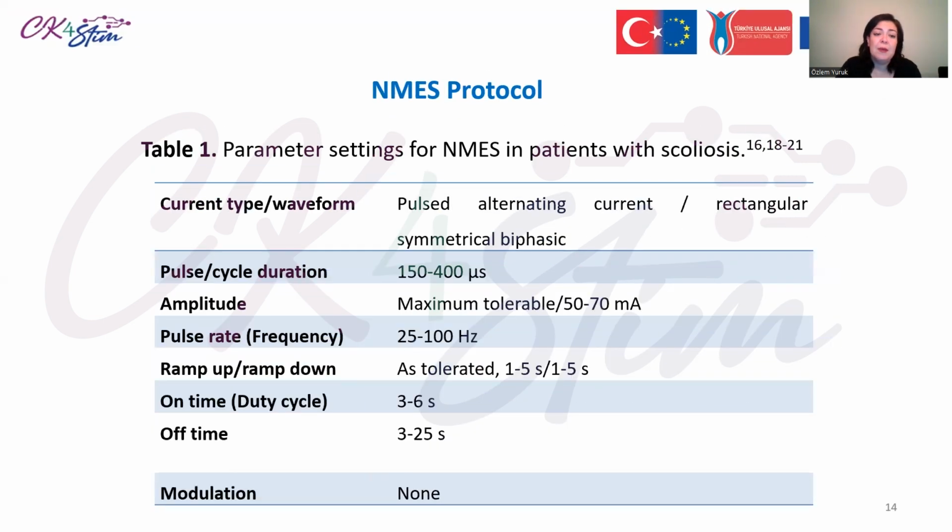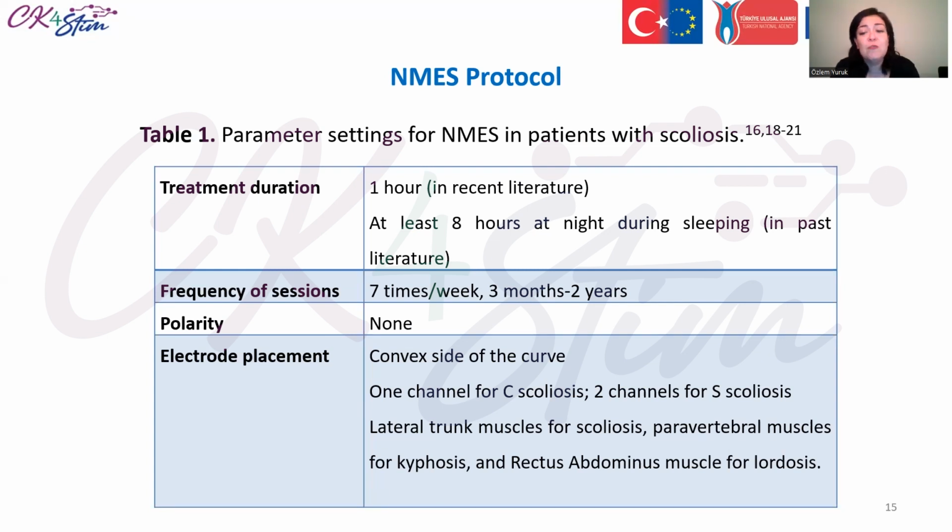The duration of the sessions is 1 hour in the recent literature or about 8 hours at night in the past literature. The total treatment duration varied between the patients. The treatment duration is between 3 months and 2 years. Electrical stimulation can be used paravertebrally with both electrodes on the convexity of the curve. If the curve is in an S pattern, 4 electrodes can be used.